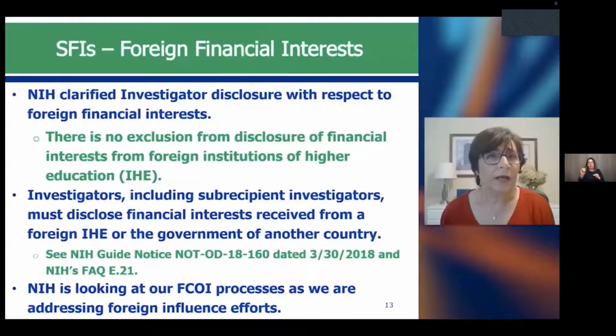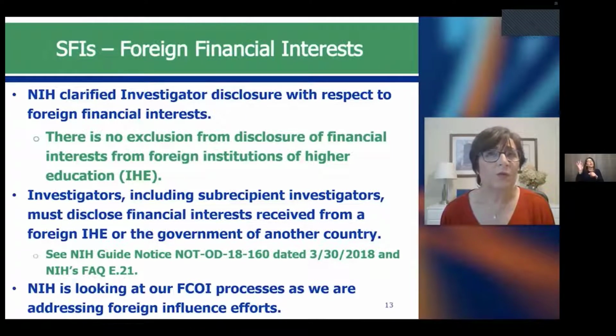I also wanted to point out some areas within the significant financial interest disclosure requirements that NIH has provided some clarification on. One of them is foreign financial interests. The NIH had posted an NIH guide notice, NOT-OD-18-160, on March 30th of 2018. And we also published an FAQ to address this.